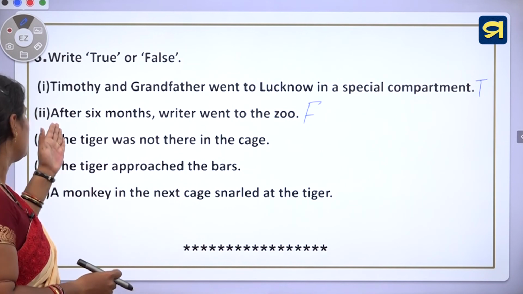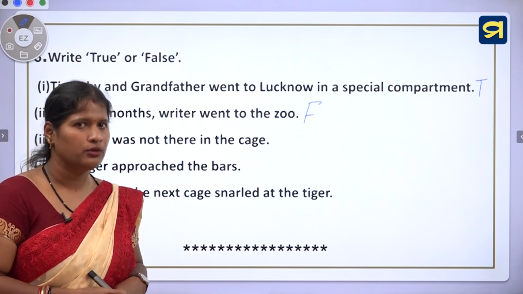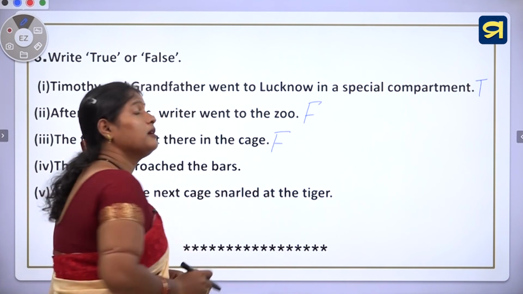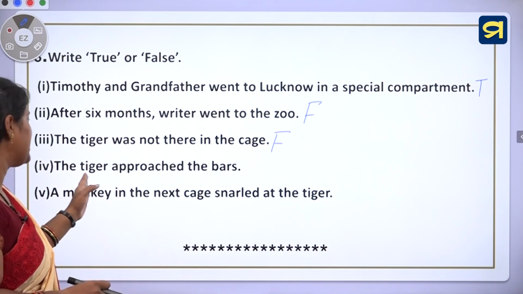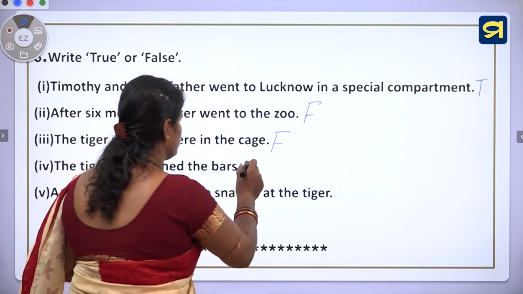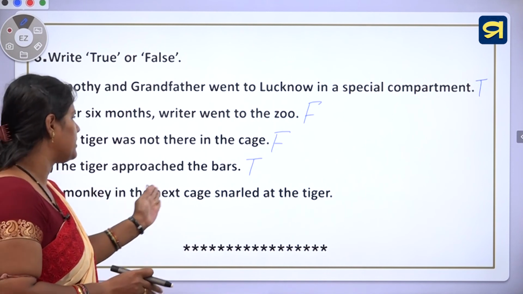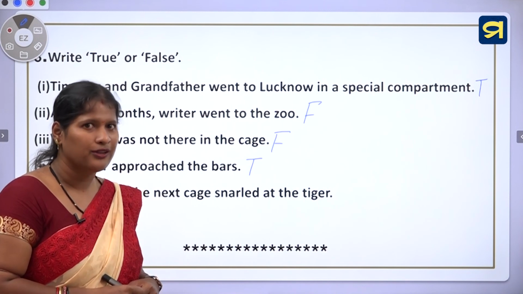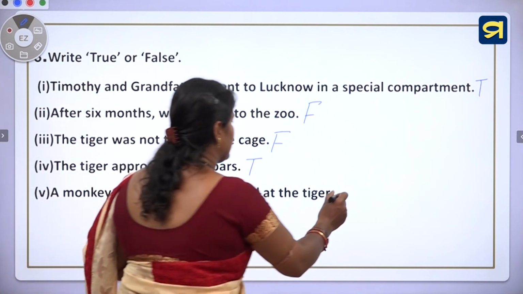Number 3. The tiger was not there in the cage. Is it true? No, it is also false. The tiger was there in the cage, crouched there. Number 4. The tiger approached the bars. Yes, true. Approached. Came nearer. Number 5. A monkey in the next cage snarled at the tiger. Was it a monkey? No, it was a leopard. So this statement is again false.